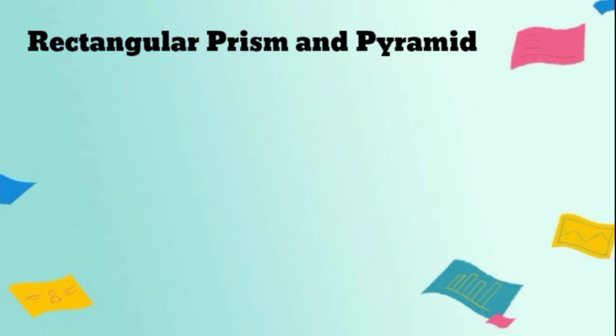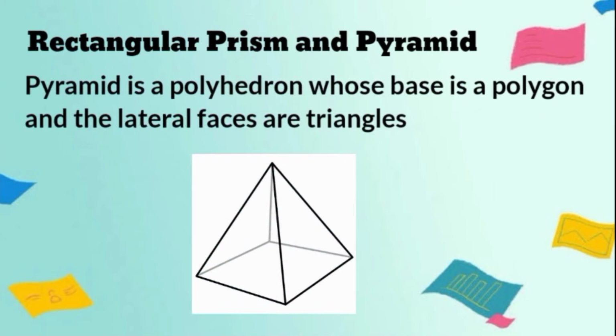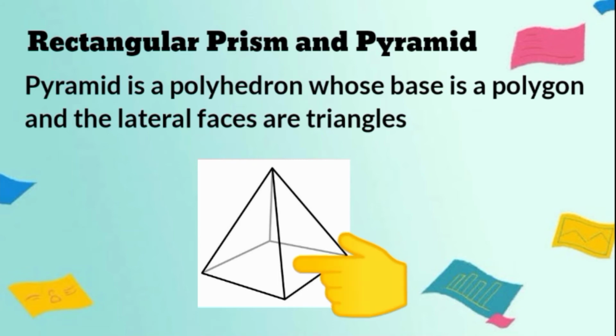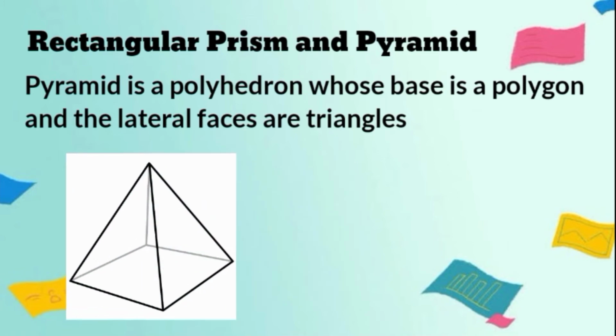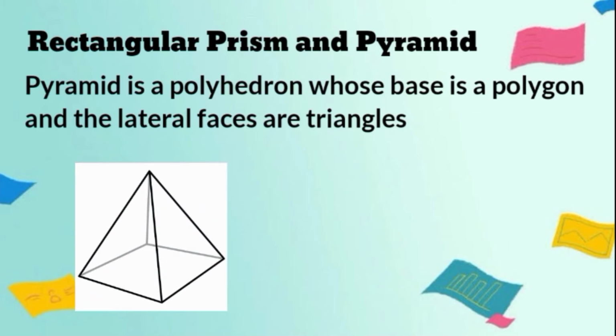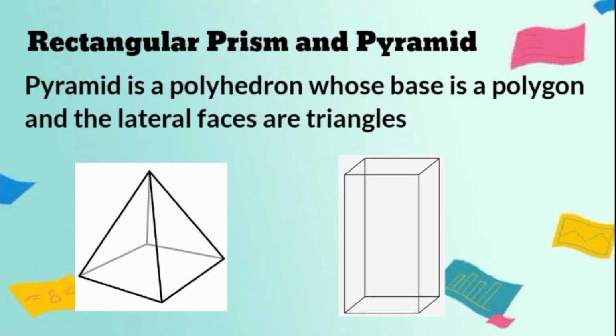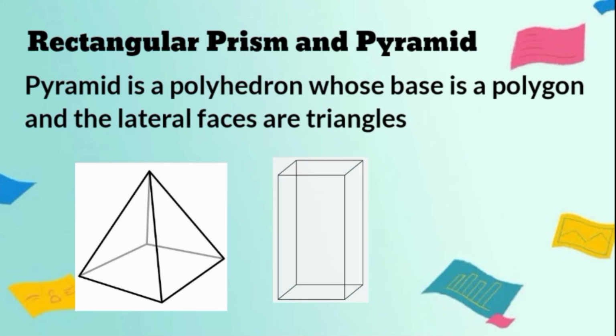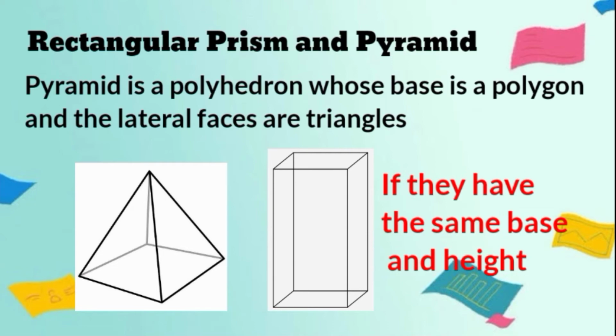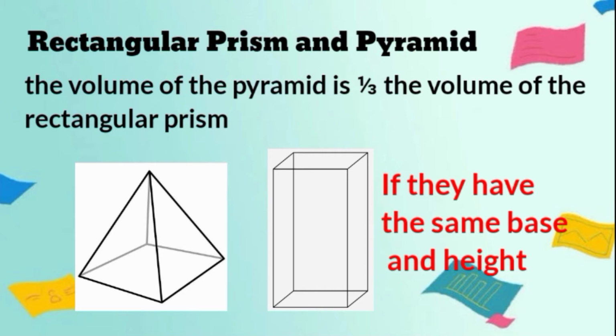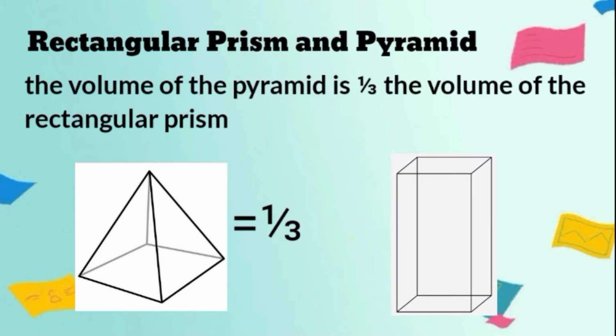Then what is a pyramid? A pyramid is a polyhedron whose base is a polygon and the lateral faces are triangles. In order to find the volume of a pyramid, you need to consider the pyramid's base and height and the rectangular prism's base and height. If the pyramid and rectangular prism have the same base and height, the volume of the pyramid is 1/3 the volume of the rectangular prism.